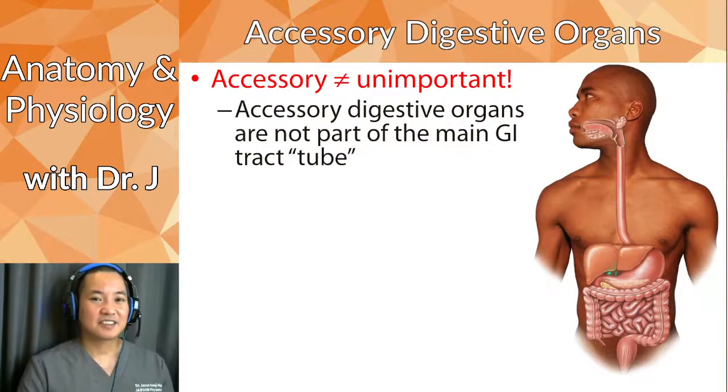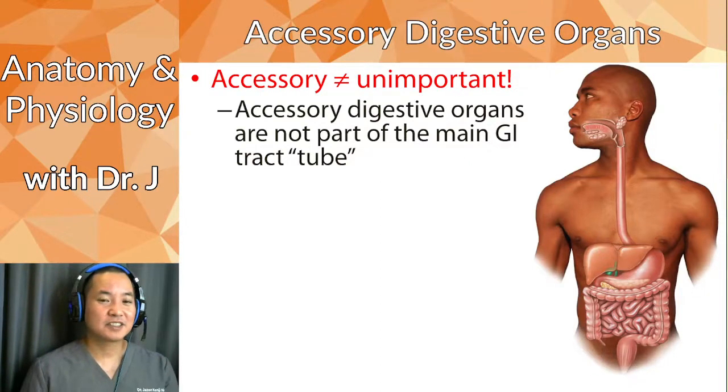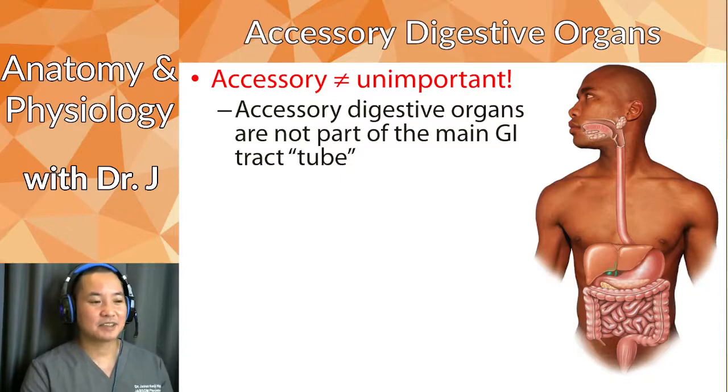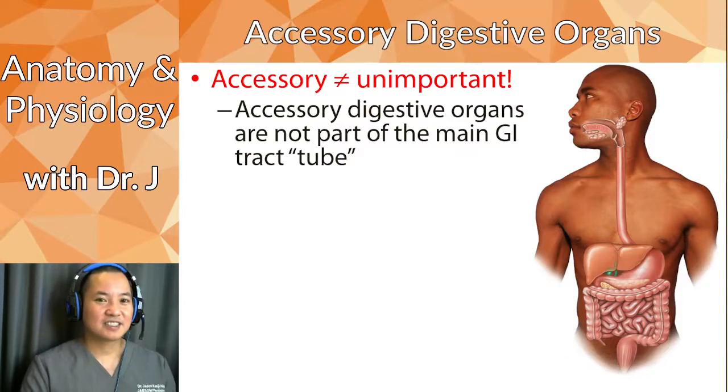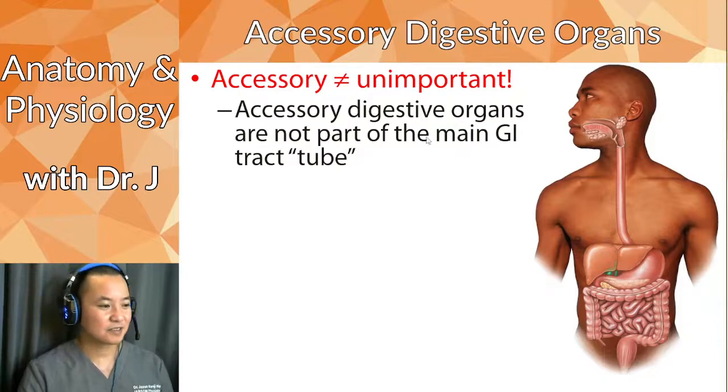So they're called accessory not so much in function, but in terms of their anatomy. The GI tract, that's what we talked about, that initial tube that runs from mouth to anus. Now, these accessory organs, they are connected to the GI tract, but they're not stops along the way. So they're kind of like side streets compared to the main street. If the GI tract is the main street, the accessory digestive organs and all the ducts that lead to them are more like on-ramps to the main street.